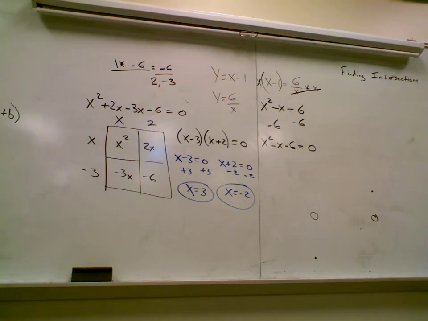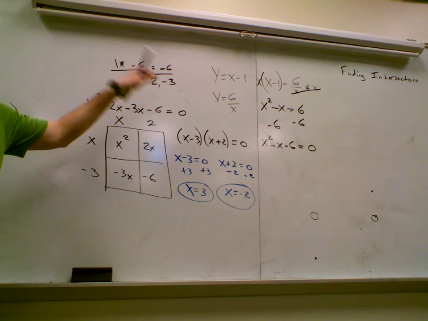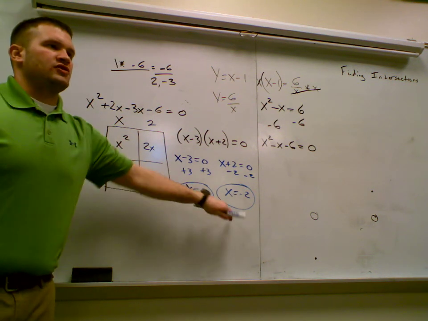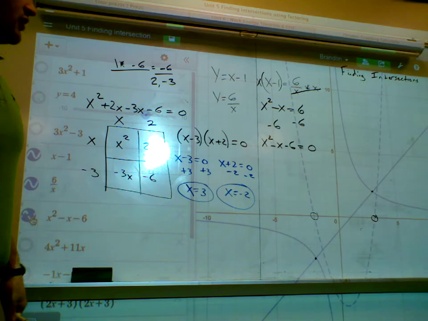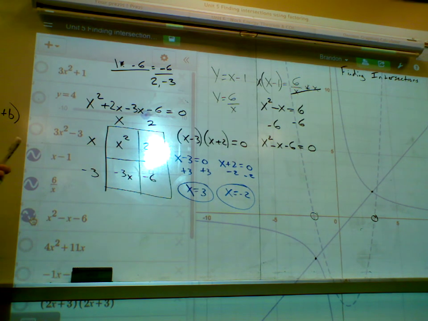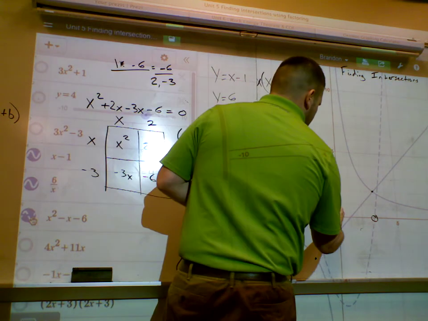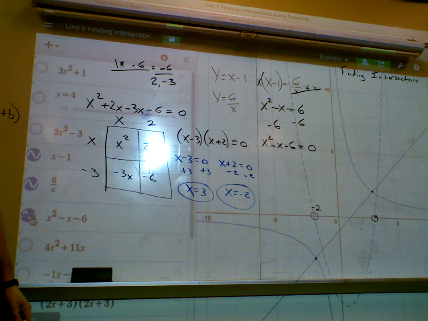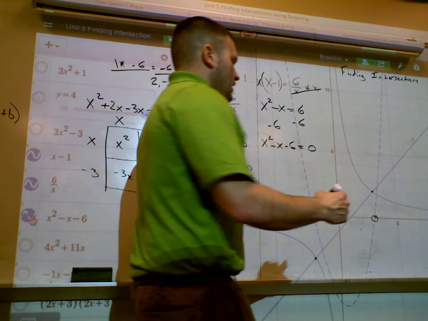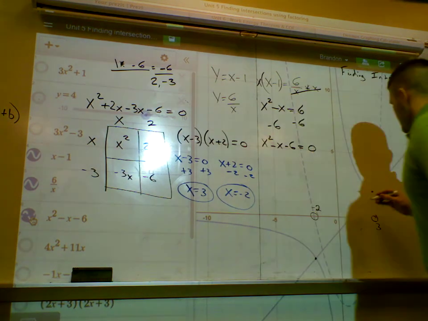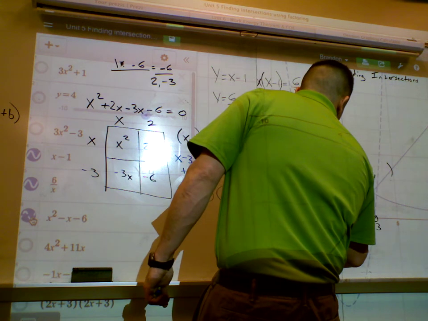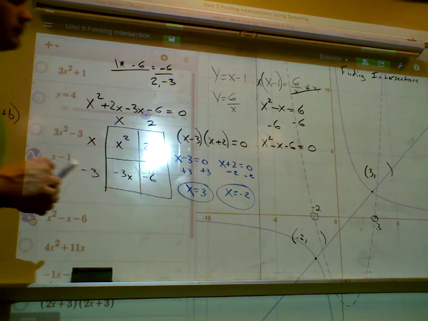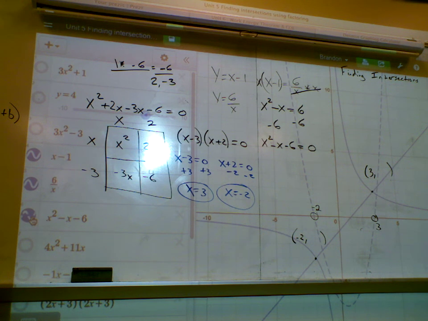So, I'm going to bring my graph back. But just remember that x equals 3 and x equals negative 2. Those are our solutions, those are the x intercepts. So here's our graph back. This point right here is negative 2, right? And this point right here is 3. Which means this intersection point is 3 comma something, and this intersection point is negative 2 comma something.